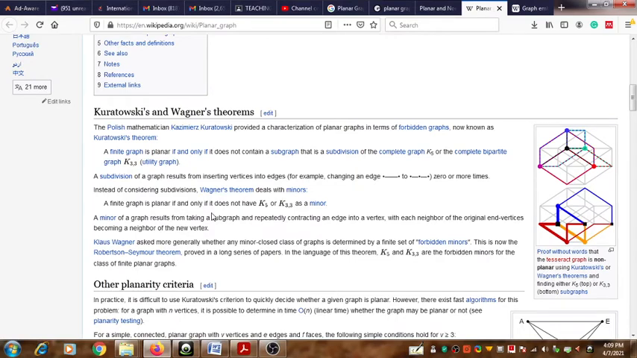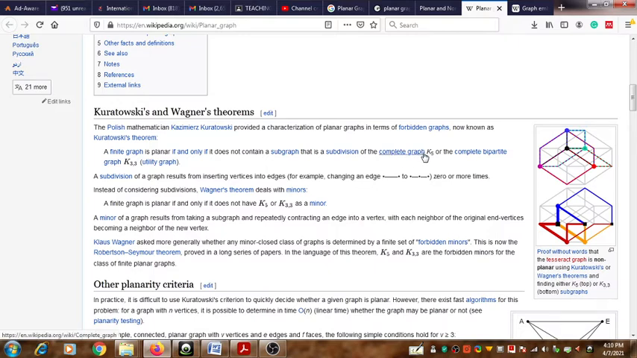In this video, we are going to discuss two important graphs. These graphs are called the forbidden graphs, and they are used in the area of planarity in graph theory. What is the importance of these graphs is that the two graphs K5 and K33 are called the forbidden graphs.